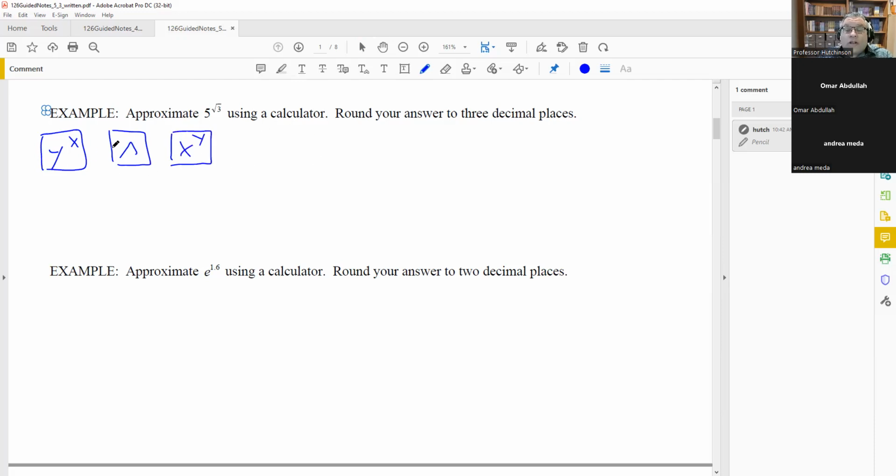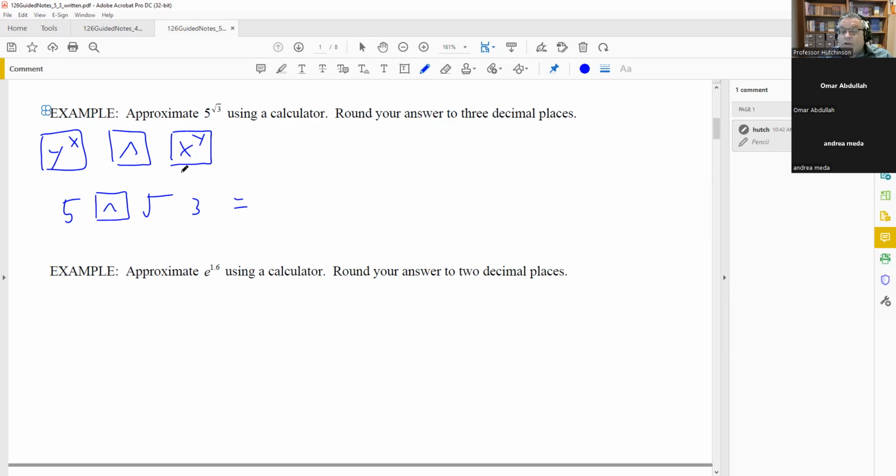There's a whole bunch of different ways, depending on what calculator you have, because the buttons are all different. So you might have one that has one of these 3 buttons on it. Most calculators, you would hit 5, and then some kind of exponent button. I'll just use a caret key for example, but it could be any of these 3 buttons here. Then you put in a square root, then you put in a 3, and then you put equals, and that's going to be your answer.